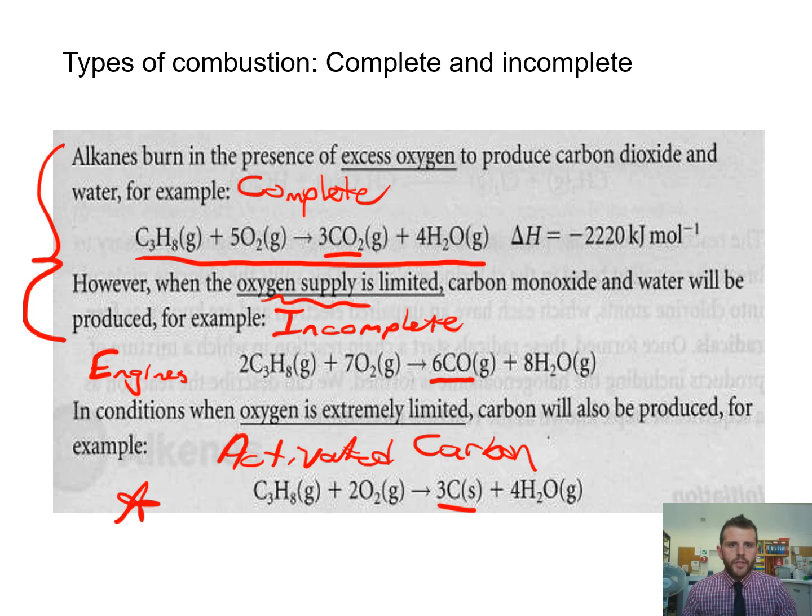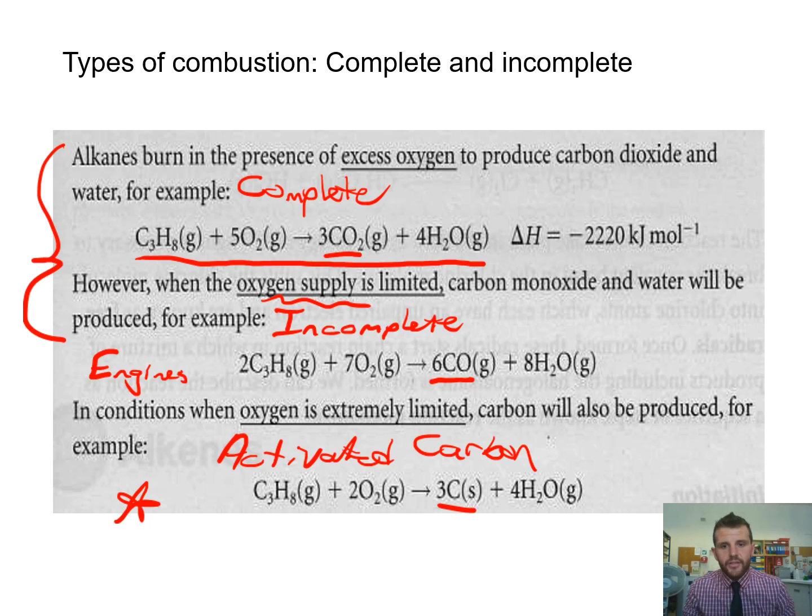You have incomplete, which is the one that's right here. And this is when oxygen is limited and nature compensates by creating carbon monoxide instead of carbon dioxide. This is what happens in engines for the most part, because you have such a small area that the oxygen supply is limited that it pumps out carbon monoxide instead of carbon dioxide. Both do get produced, but I believe the majority is carbon monoxide.